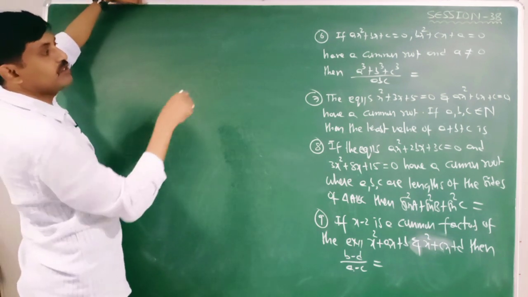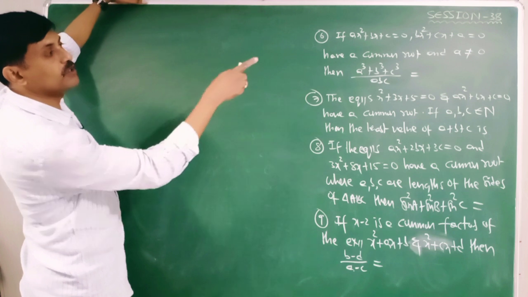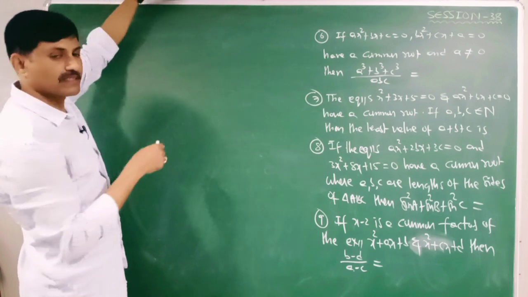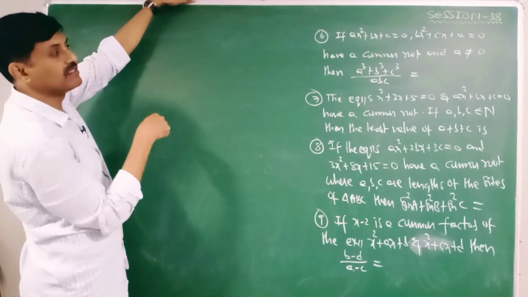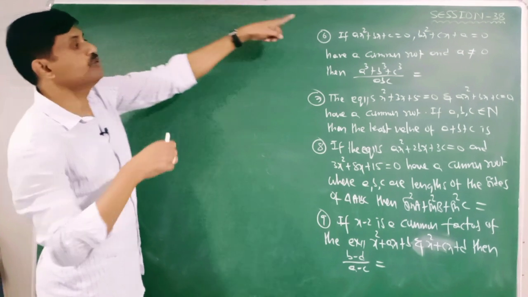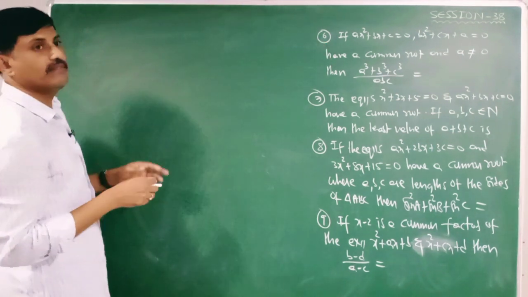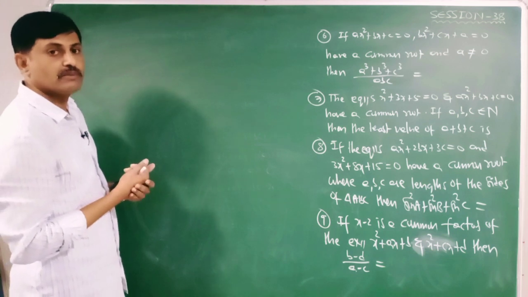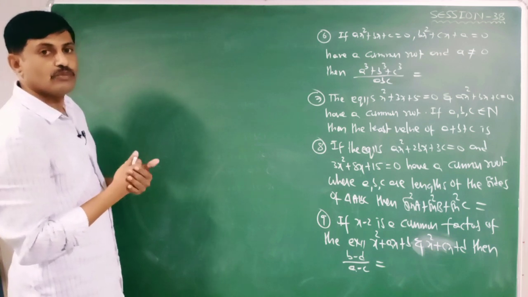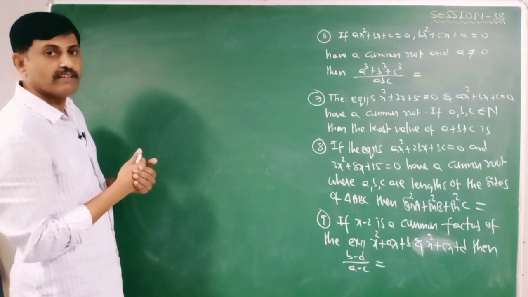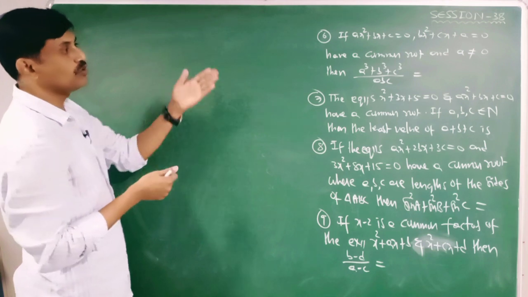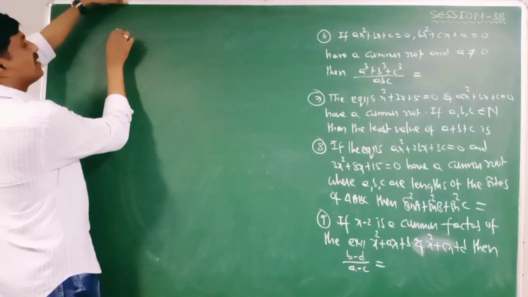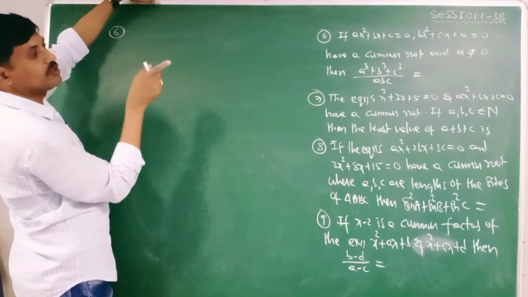Sixth: if ax square plus bx plus c is equal to 0 and bx square plus cx plus a is equal to 0 have a common root, and a is not equal to 0, then find the value of a cube plus b cube plus c cube by abc. These two equations have a common root. You know very well the condition for two quadratic equations to have a common root: (c1a2 minus c2a1) whole square is equal to (a1b2 minus a2b1) into (b1c2 minus b2c1). But there is no need to use that condition, we will solve this question without using it.